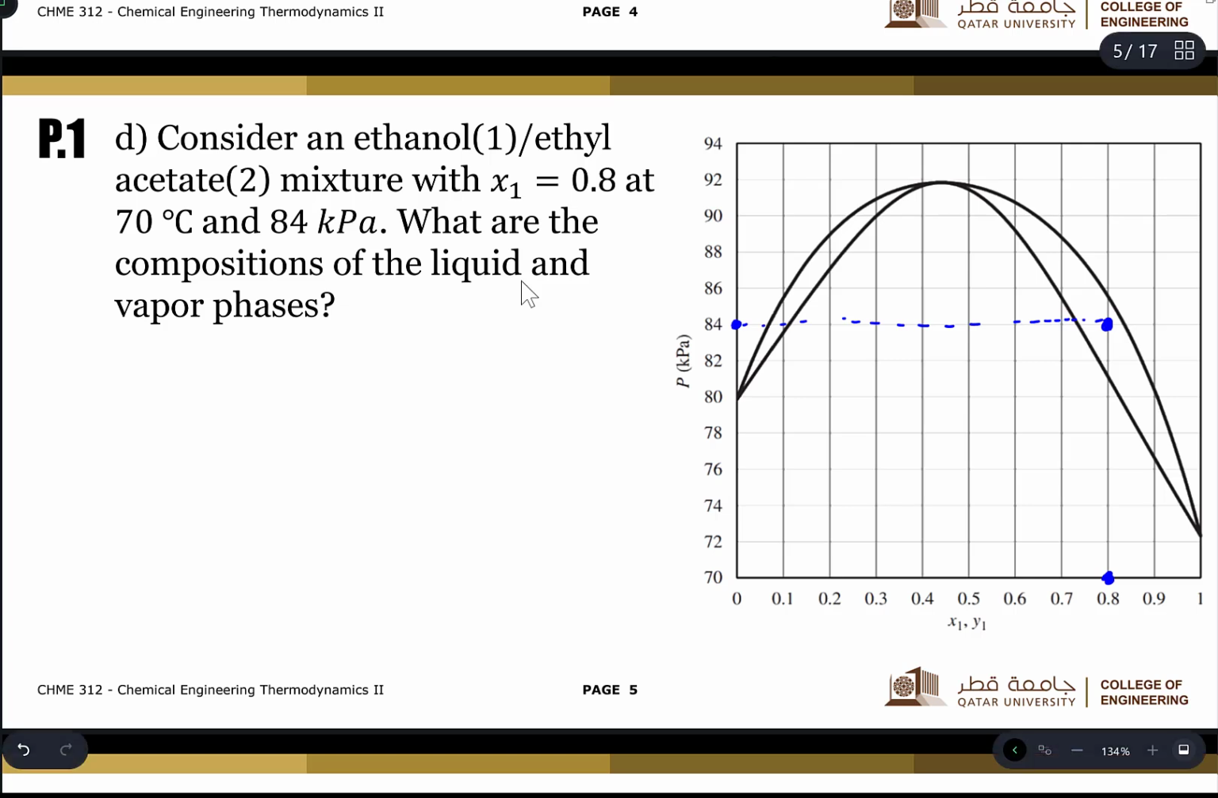So what are the compositions of the liquid and vapor phases? What do we do in this case? We draw a tie line, right? So let's draw a tie line. Straight line here. Then we go down. This will give me what? Vapor or liquid? So this will give me the vapor composition. And then this will give me my liquid.